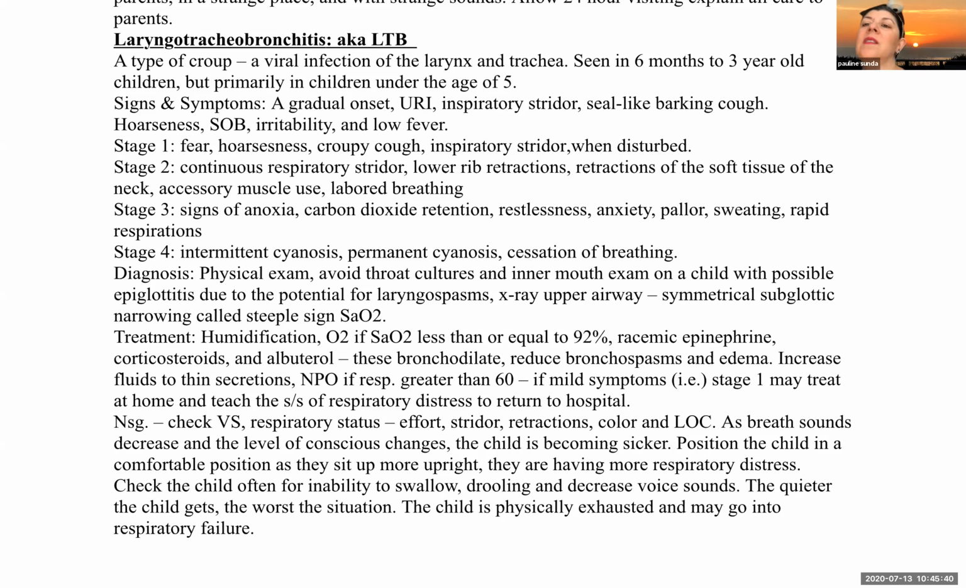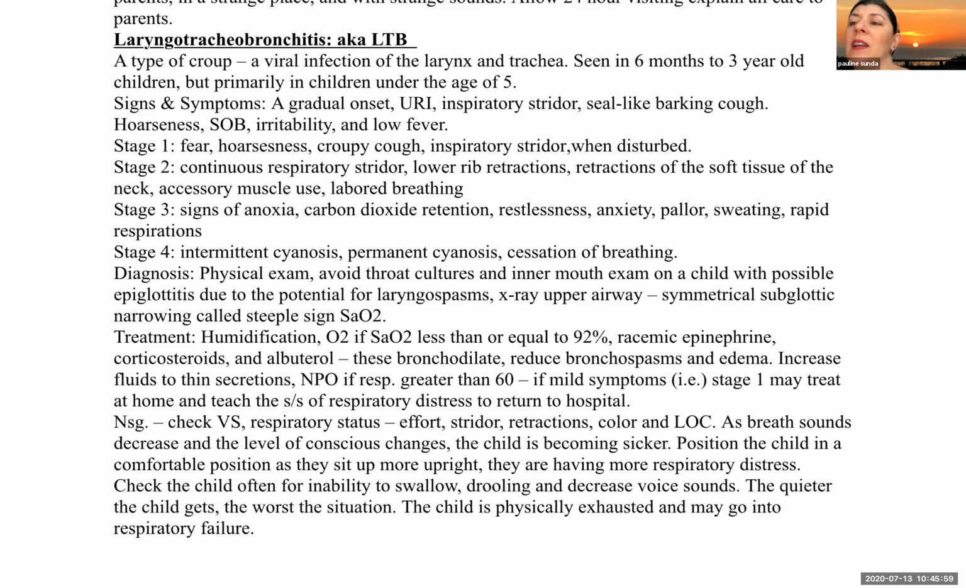Diagnosis, they'll do a physical exam. Again, we're going to avoid throat cultures here, and an inner mouth exam on a child, because here we're concerned with the potential of epiglottitis. So until we know what's going on, we're going to just avoid that situation.